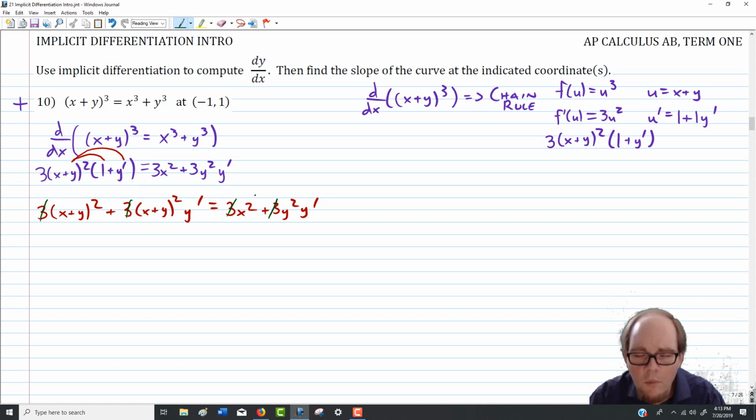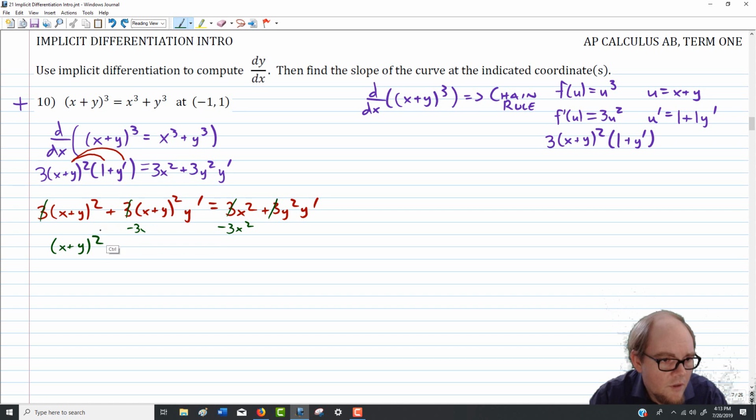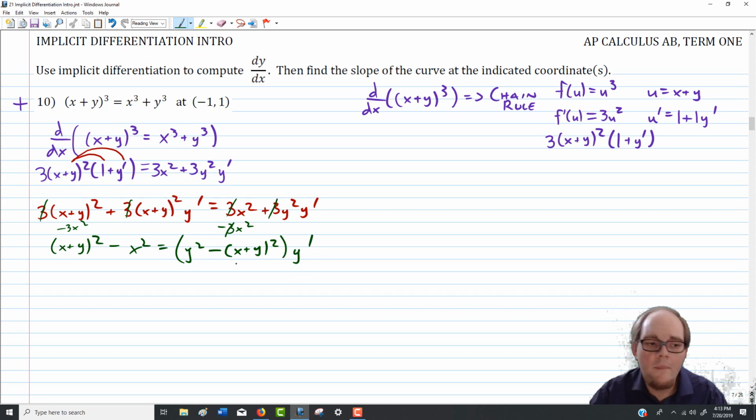We now have this isolated a little bit more, and from here this is just a regular implicit differentiation problem. This is now (x plus y) squared. I'm going to subtract 3x squared from both sides. Sorry, let's do this over here. So minus 3x squared. On the right side, I'm going to subtract the (x plus... Oh, I don't need the 3, do I? Dang it. It's not minus 3x squared, it's minus x squared. On the right side, I'm going to have y squared y prime, minus (x plus y) squared. And this whole thing on the right side has a y prime.